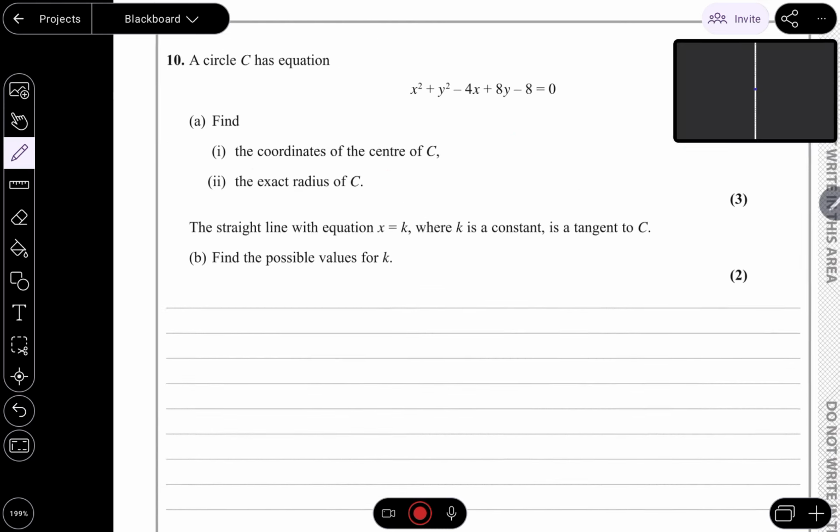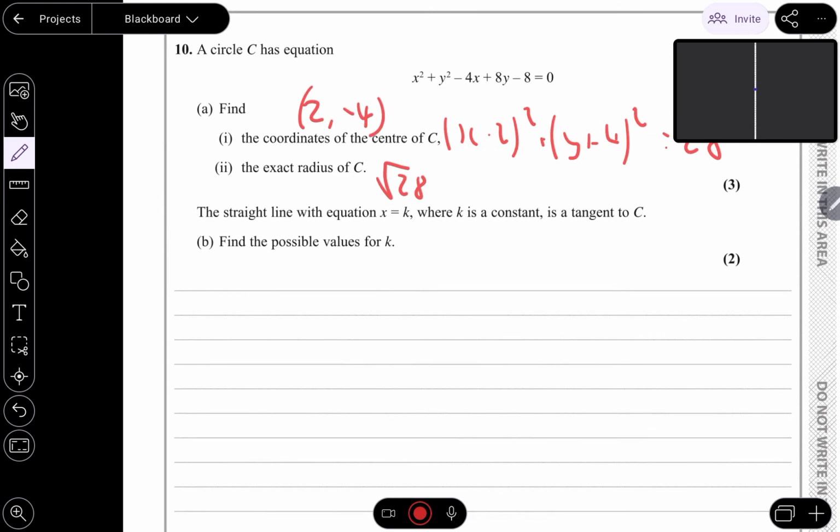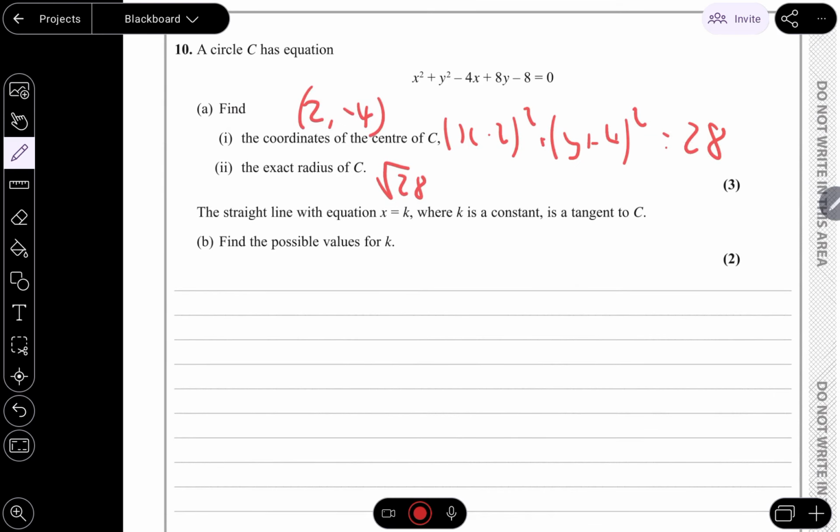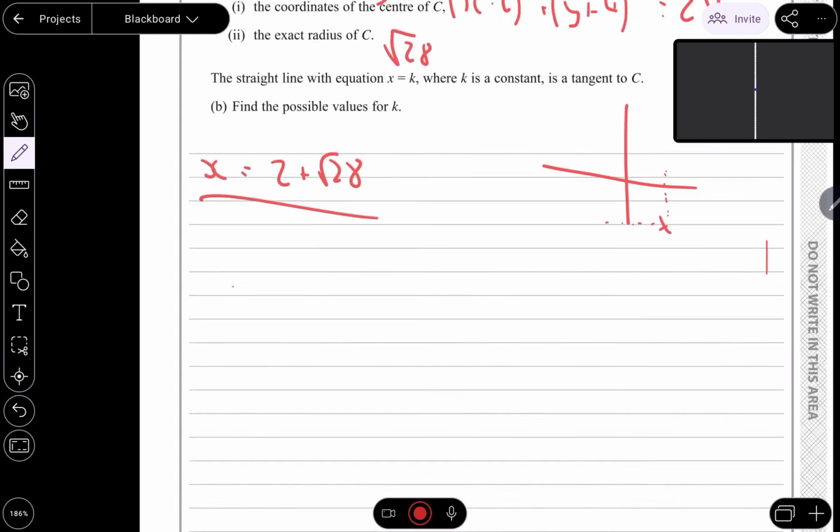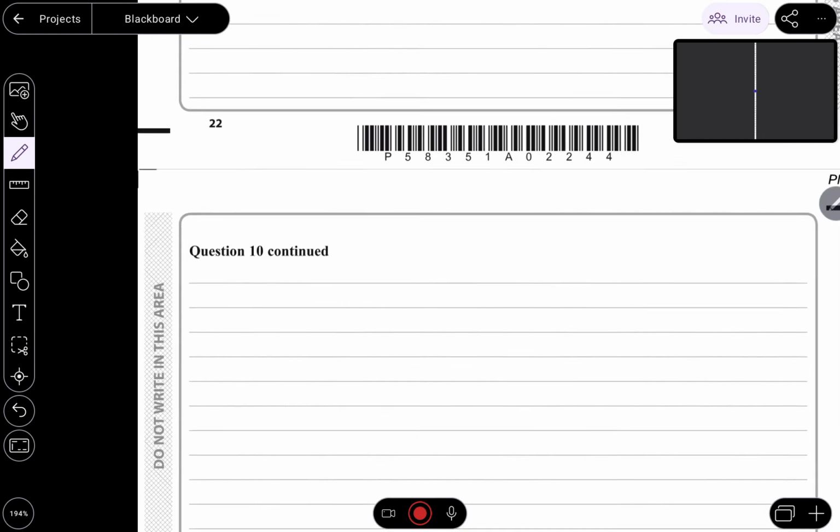Okay, so that's fine. K is tangent to C. There's probably an easy way to do this with a drawing, right? So we've got a thing with a 2 and a minus 4, so it's down here somewhere. And it's going to be root 28 above. So one tangent is x equals, that's a vertical line. So we're root 28 to the side. So if we just do 2 plus root 28, then I think that should be a tangent. I can't see where I'll have gone wrong there. So let's go on to the next one.